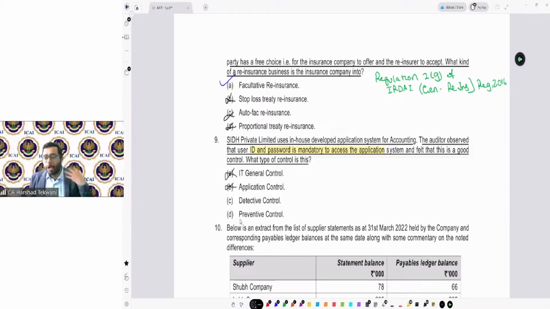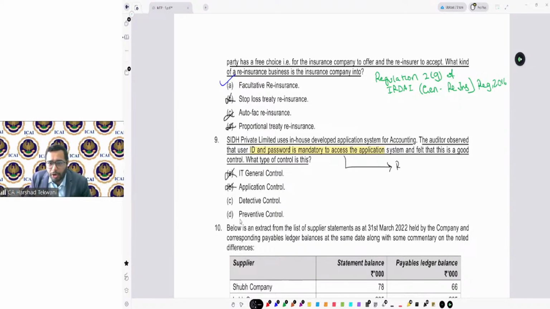C, detective control. Detective controls are controls which detect any misstatement or any risk for which the control is designed. So they detect when something has happened, after the happening of a particular transaction or a risk. After occurrence of a risk, they detect that particular thing. ID password, till the time you do not enter the correct ID password, you cannot access the system. Here the risk is unauthorized access.